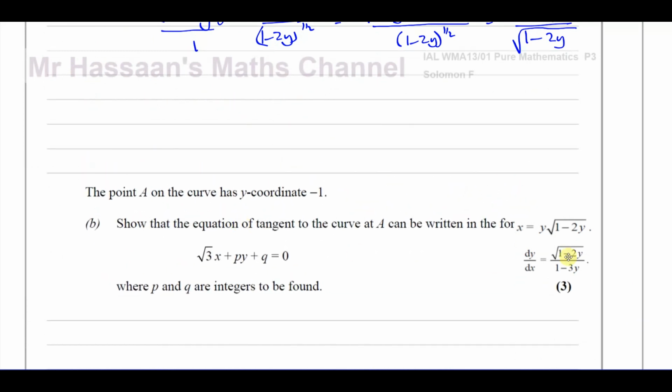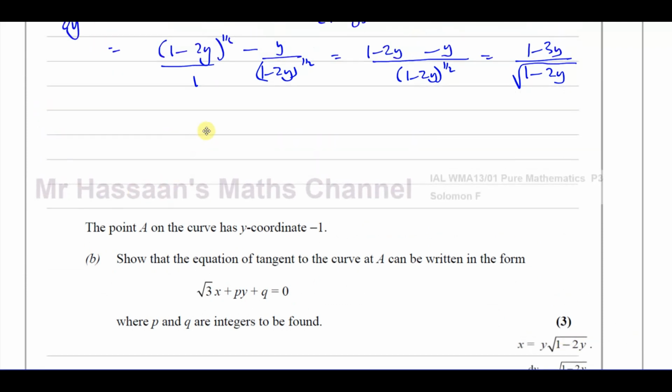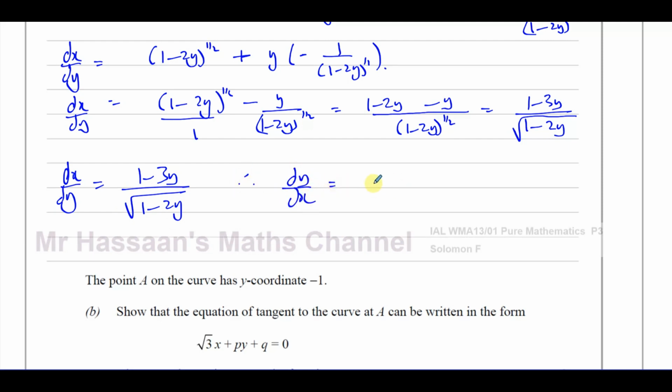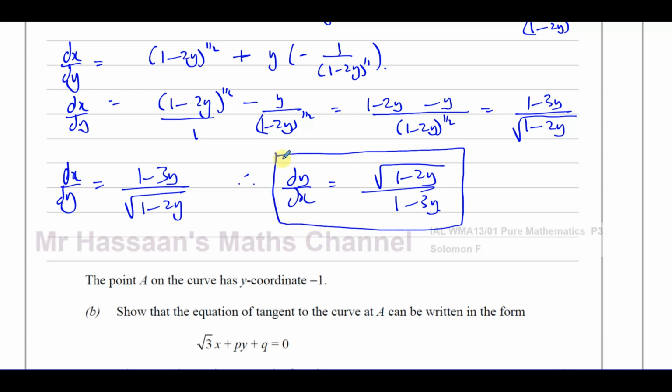We're almost there. We've got dx/dy. We have to, in the end, find dy/dx. So we say dx/dy is equal to what we found, which is (1 minus 3y) over the square root of (1 minus 2y). And we want to find dy/dx, which is the reciprocal of that. So dy/dx is the square root of (1 minus 2y) over (1 minus 3y). And that's what we had to show. And there's the answer to part A.